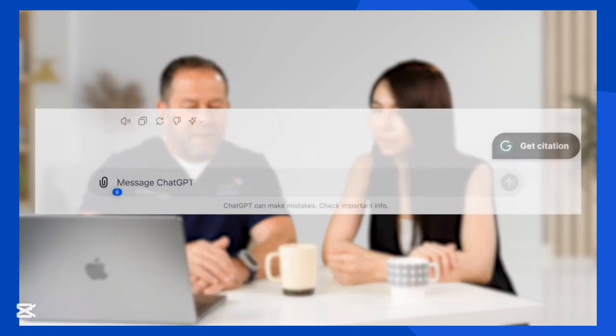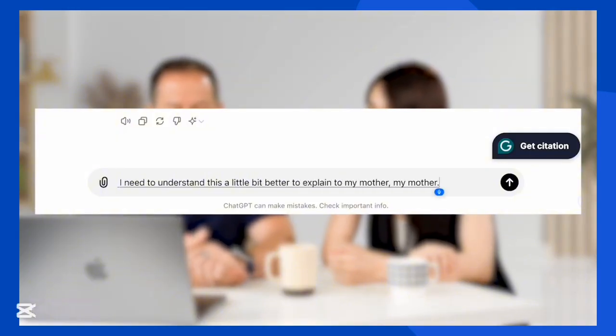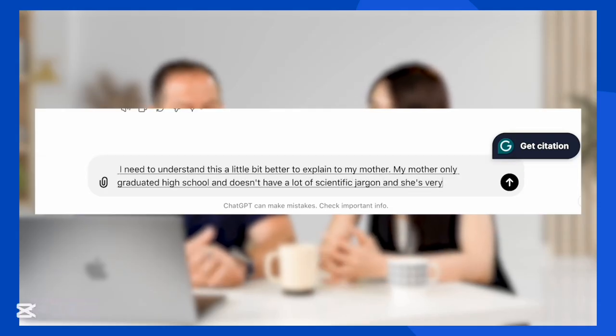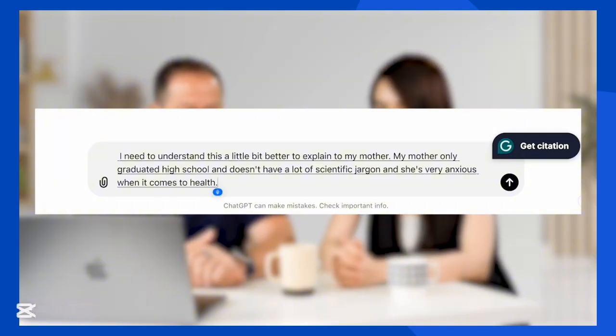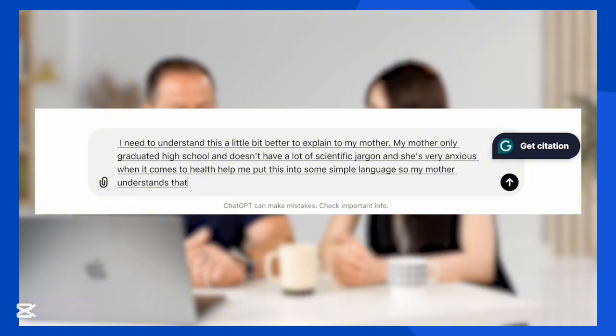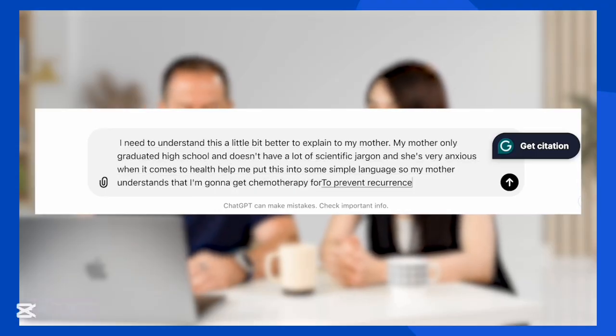I'm wondering if we should make another scenario, or instead, I need to understand this a little bit better to explain to my mother. My mother only graduated high school and doesn't have a lot of scientific jargon, and she's very anxious when it comes to health. Help me put this into some simple language so my mother understands that I'm going to get chemotherapy to prevent recurrence.